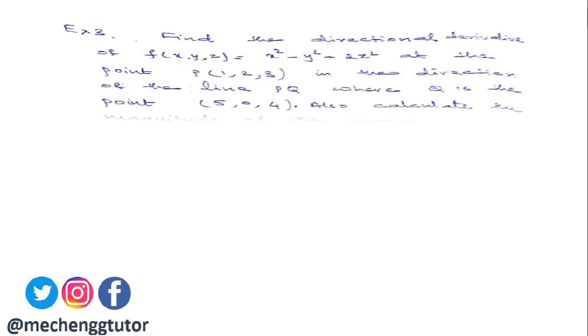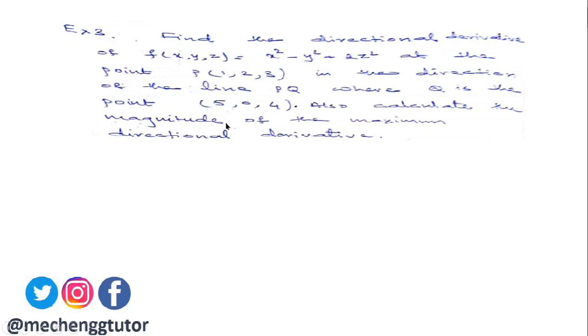Example number 3. Find the directional derivative of f of x, y, z is equal to x square minus y square plus 2z square at the point P (1, 2, 3) in the direction of the line PQ, where Q is the point (5, 0, 4). Also calculate the magnitude of the maximum directional derivative. So this is a very important sum. First we have to calculate directional derivative. Second part is we have to calculate maximum directional derivative.